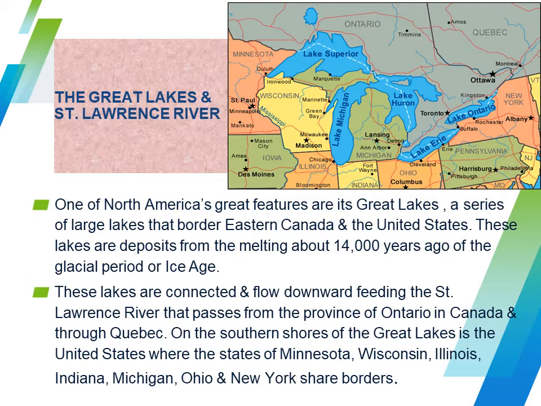These lakes are connected and flow downward, feeding the St. Lawrence River that passes through the province of Ontario in Canada and through Quebec. On the southern shores of the Great Lakes is the United States, where the states of Minnesota, which you can see in the map, then comes Wisconsin, then Illinois, Indiana, Michigan, Ohio, and New York share borders.